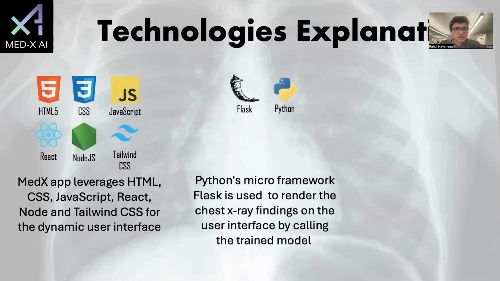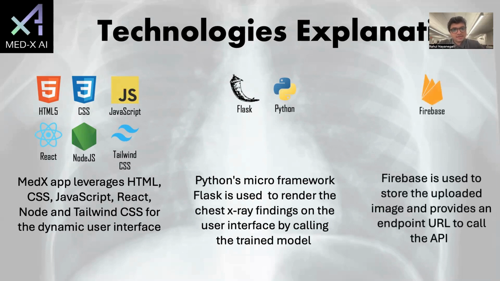Next slide. So for the backend, Python's microframework Flask is used to render the chest X-ray findings along with a very friendly description, because patients can't understand the very complex medical terms. So the finding and friendly description is delivered by a Python Flask API. Moving on to databases, we have integrated Firebase for secure image storage and API access. Firebase is used to store uploaded images and provide an endpoint to call the API.